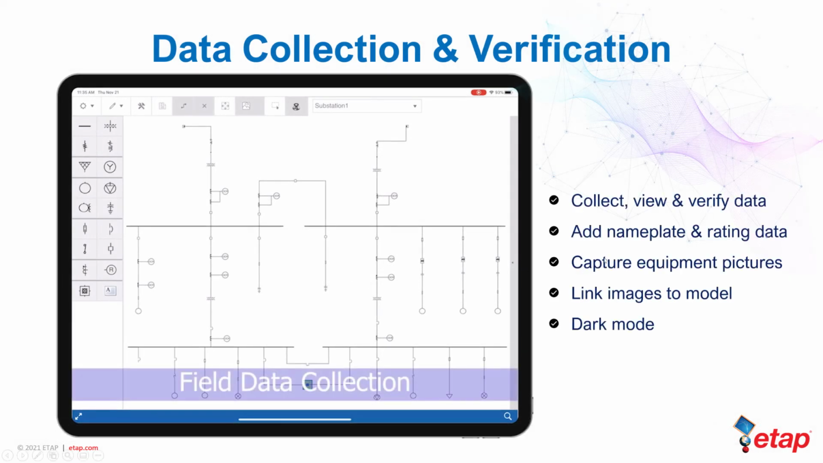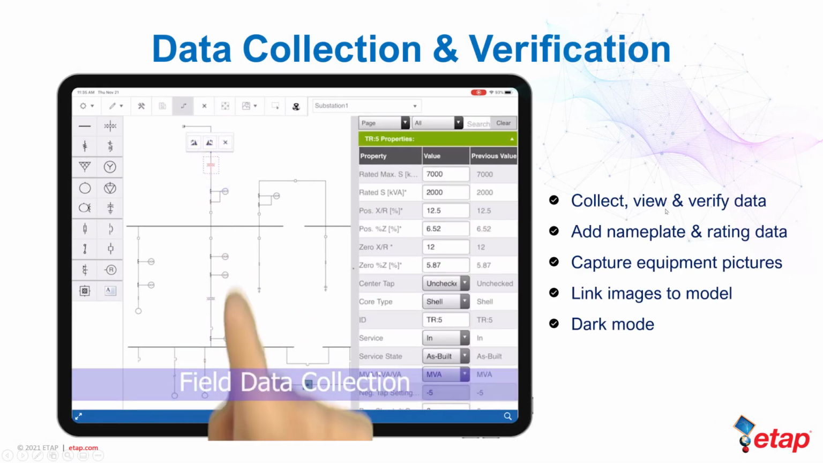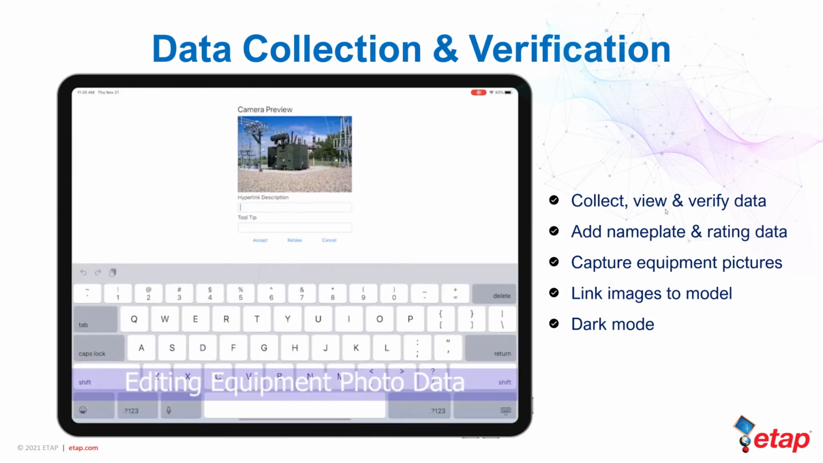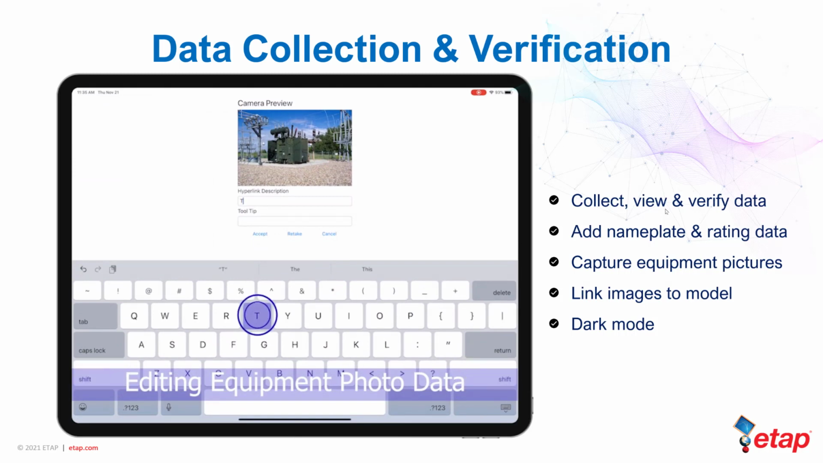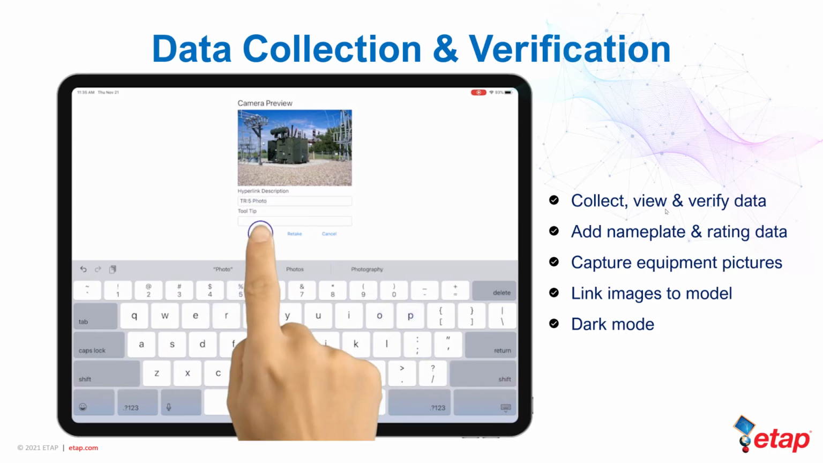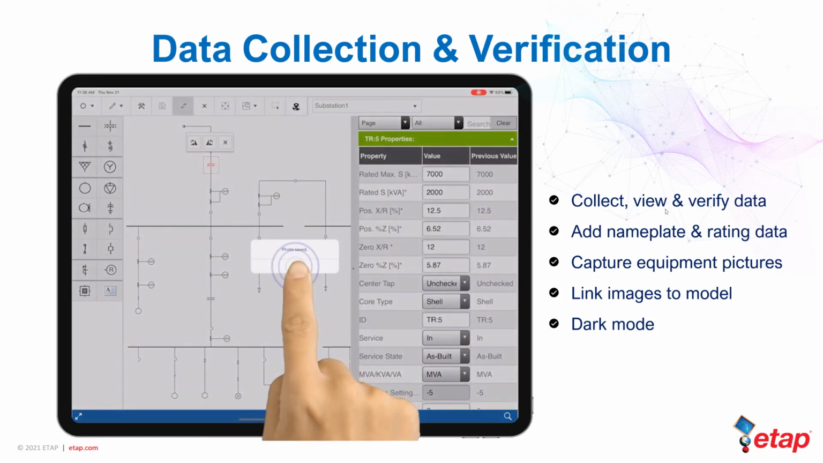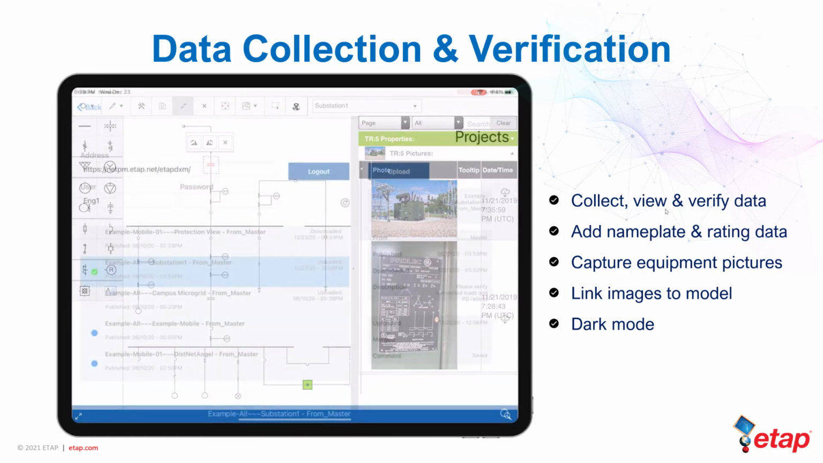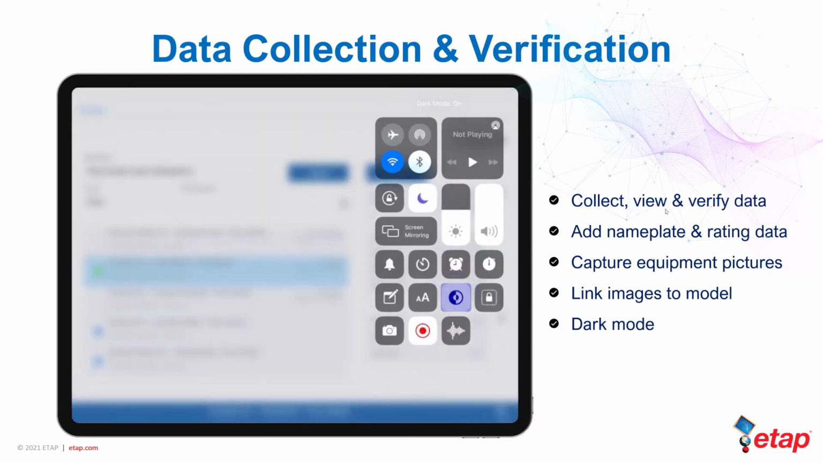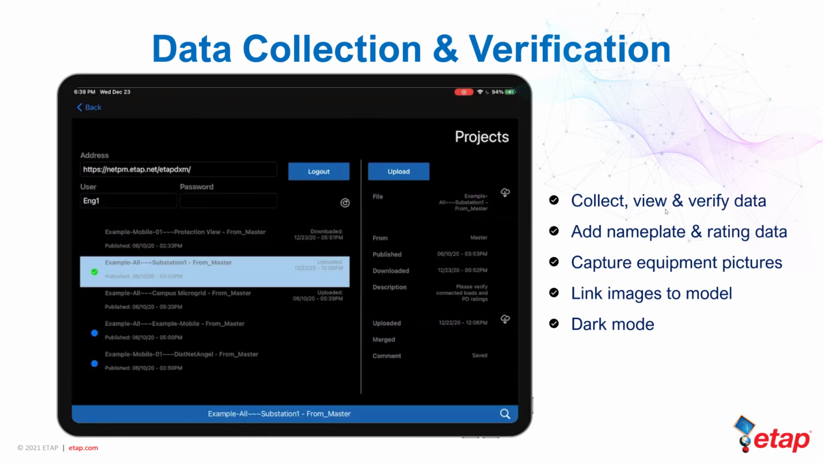So with the etapAPP, you can collect, view, and verify data. You can add the nameplate and rating information, capture equipment pictures, link these images to the model by simply putting in the hyperlink descriptions and the tooltips. And you can also use this application in the light mode or essentially the dark mode. And that can be accessed by switching to dark mode within the tablet itself, and the application automatically adapts.